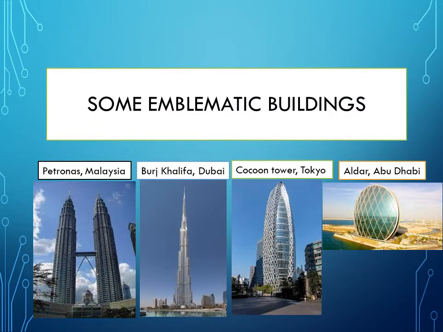So here we have the examples of some emblematic buildings. You can see for yourself, and the names of the buildings with the places where they belong have been mentioned. There are some pictures given in your textbook too with regards to emblematic buildings. You have to write down the name of that emblematic building with the place where it is.